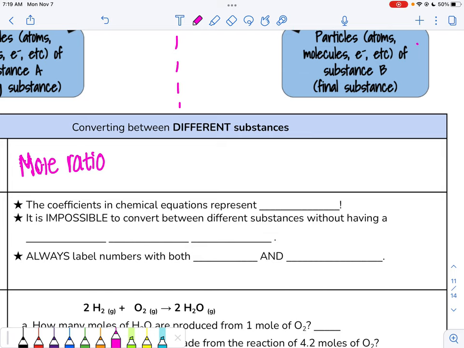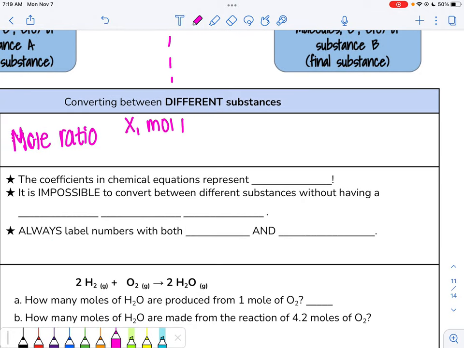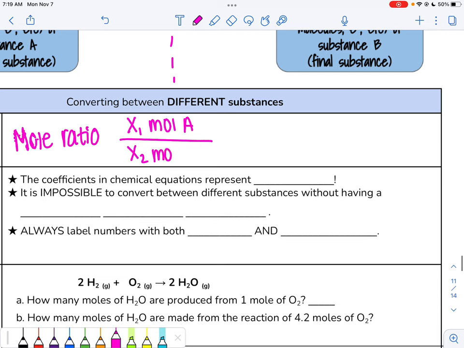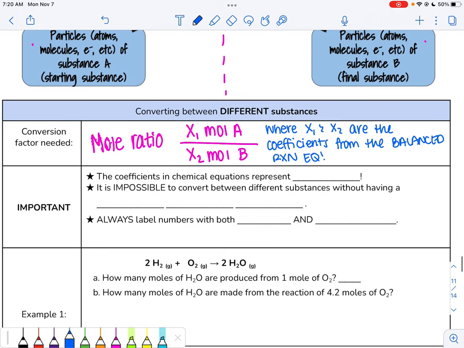Okay, so I'm going to set this up in a general format. So basically, if we have X1, this represents just some number of moles of substance A, I can convert to X2, some other number of moles of substance B. So just to write us a note, X1 and X2 are the coefficients from the balanced reaction equation. These coefficients tell us the mole ratios.